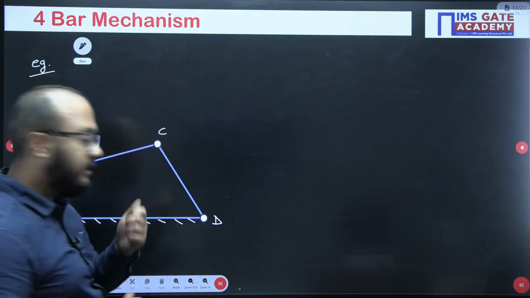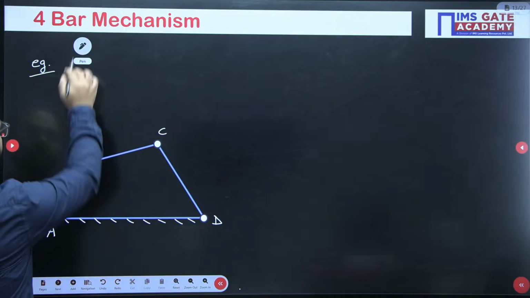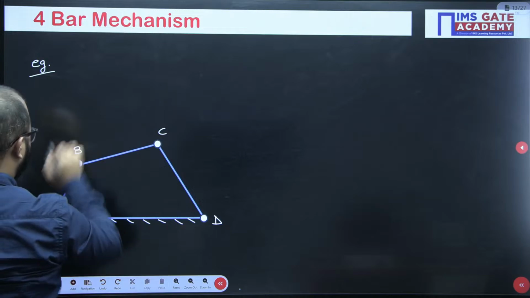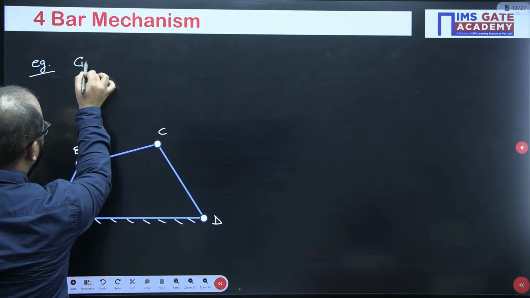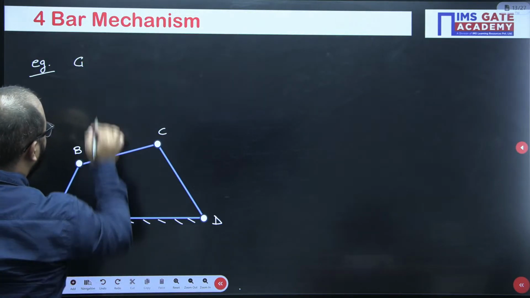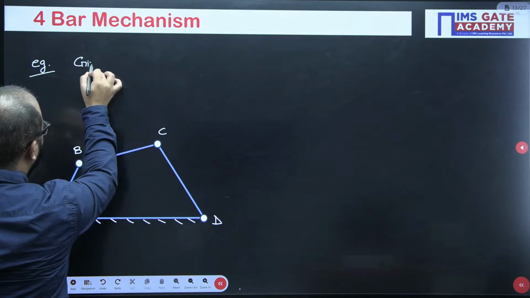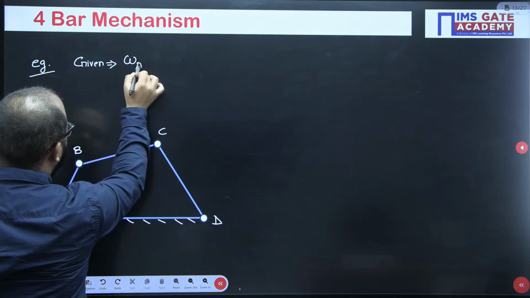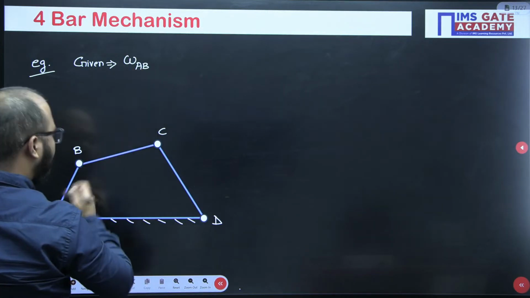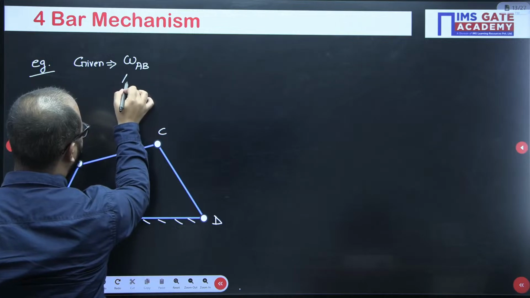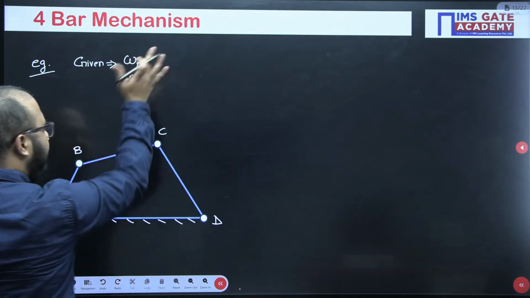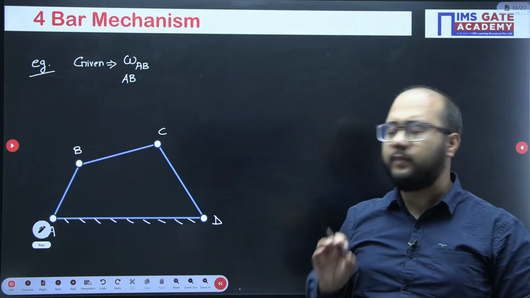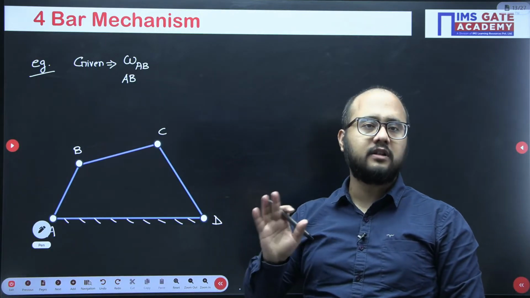Is it clear, everyone? Okay. Now, see, what are the given details here? Angular velocity of link AB is given, and length AB is also given. Any random value you can take, because just now we are focusing on how to draw velocity diagrams.